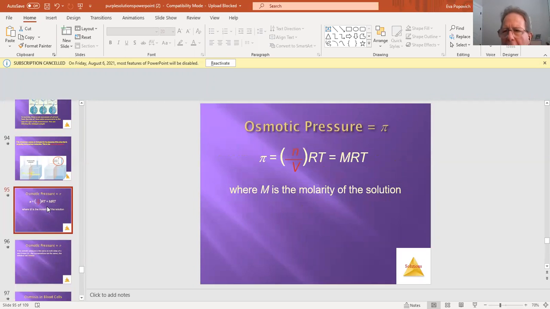here is my equation. Pi is equal to molarity times RT. Pi is the osmotic pressure. If I am decreasing my molarity, is the osmotic pressure going up or is it going down? It's going down. My molarity is going down. It has a direct relationship to my osmotic pressure. So my osmotic pressure is also going down.